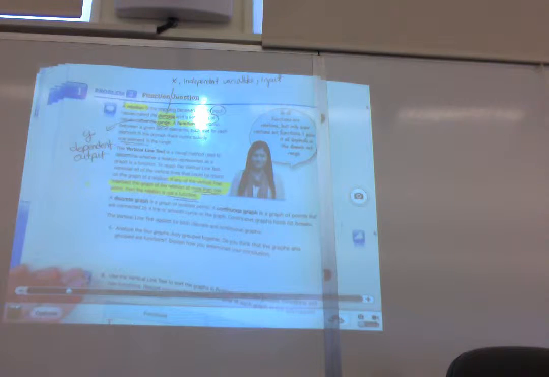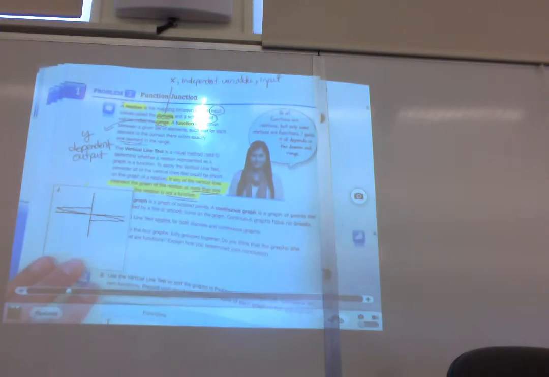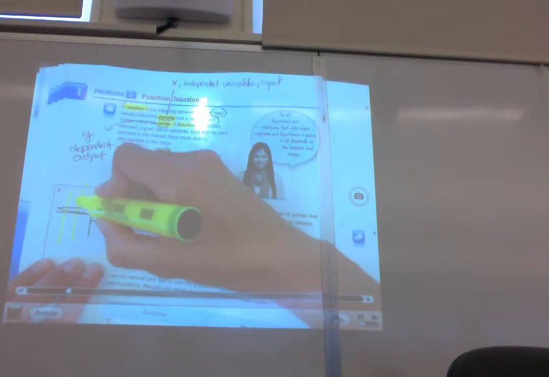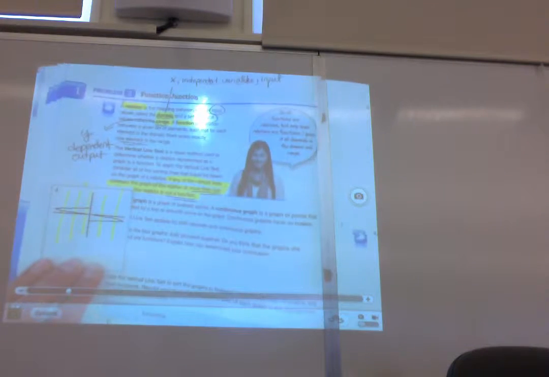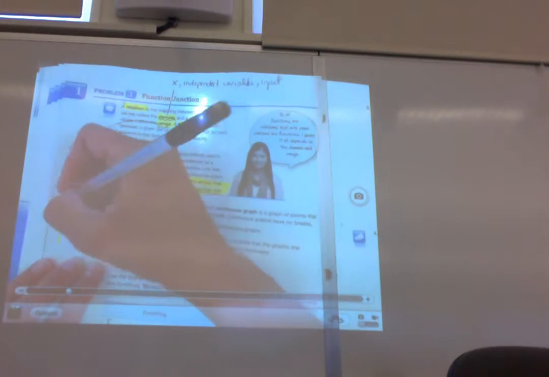Did somebody find one by accident? J. Let's see if I can find J. Here's J. So if we put vertical lines through J, you don't even really need that many. You just need the first one.